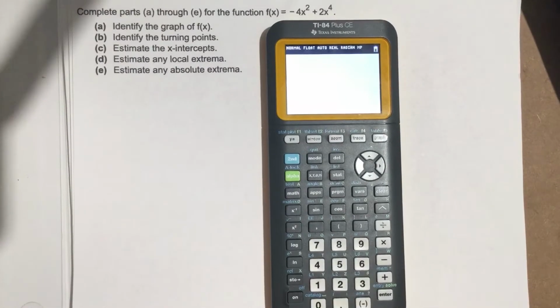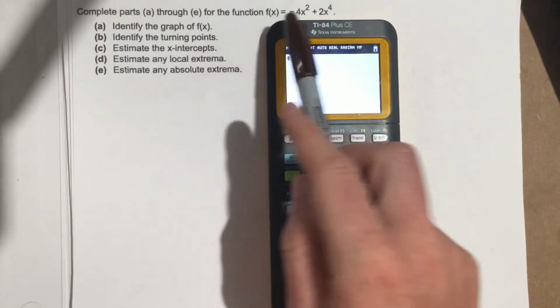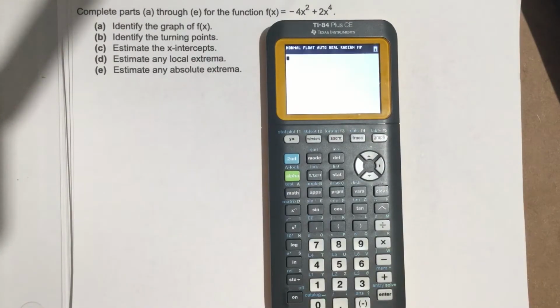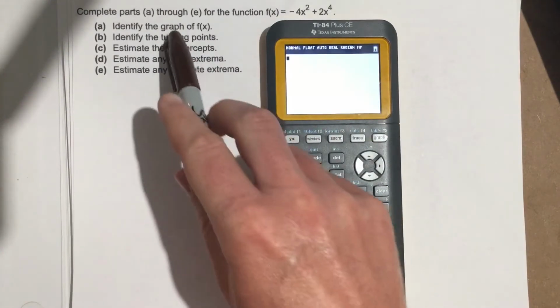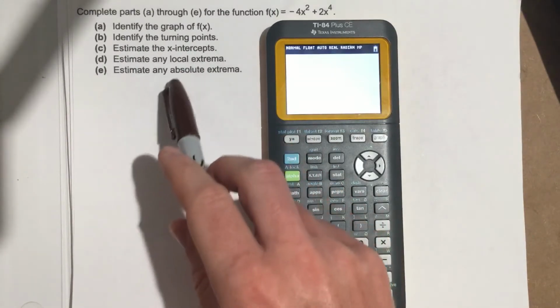This is problem number 5 from section 4.2. In this problem it says complete parts a through e for the function negative 4x squared plus 2x to the fourth. Identify the graph, identify the turning points, estimate the x-intercepts, estimate any local or absolute extrema.